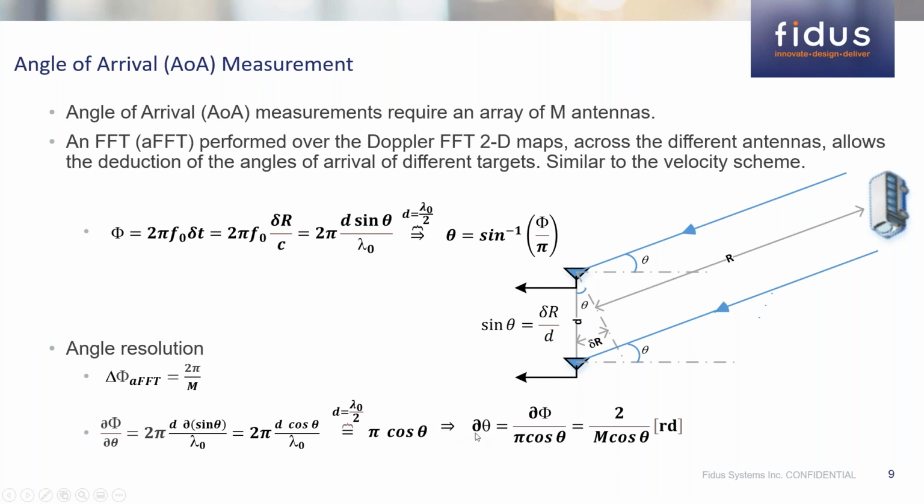As you see here, for range and velocity the relation is linear. Here it's not linear. The best resolution is obtained when the cosine is equal to the maximum value, which is 1. The cosine is 1 when theta equals 0, which is the boresight, when the vehicle is in front of the sensors, the antennas. We end up with delta theta equal to 2 over M, in radians. As an example, if the number of antennas is 16, you will get approximately 7 degrees of resolution. If you want to increase the resolution, you have to increase the number of antennas.